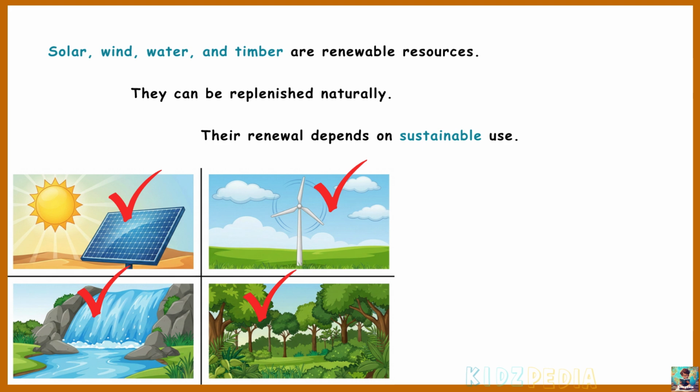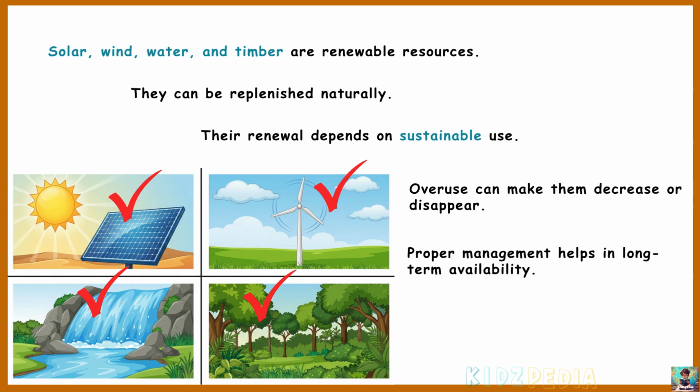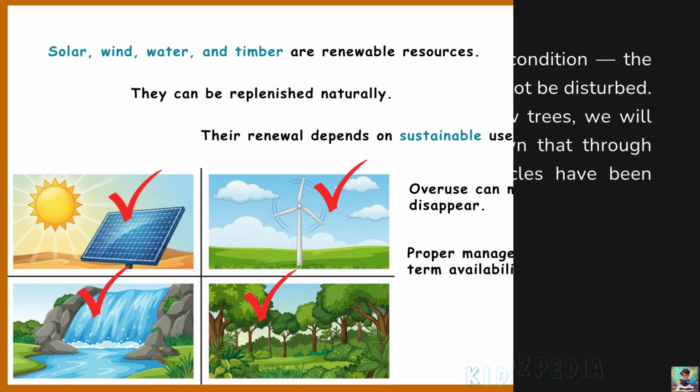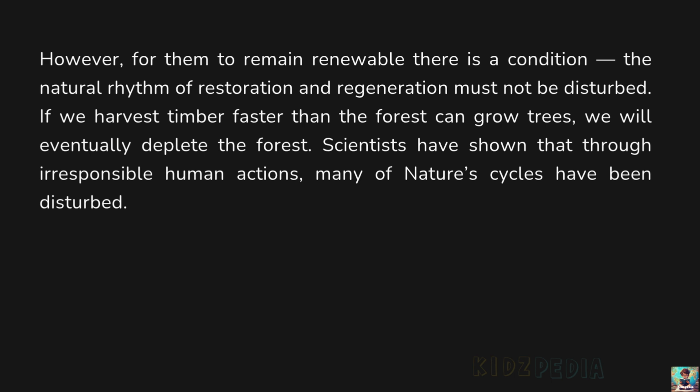It simply means using these resources in a way that doesn't run them out or damage nature, so that there is always enough left for the people who will come after us. If we use them too fast or without care, we break that natural balance. However, for them to remain renewable, there is a condition. The natural rhythm of restoration and regeneration must not be disturbed. If we harvest timber faster than the forest can grow trees, we will eventually deplete the forest.